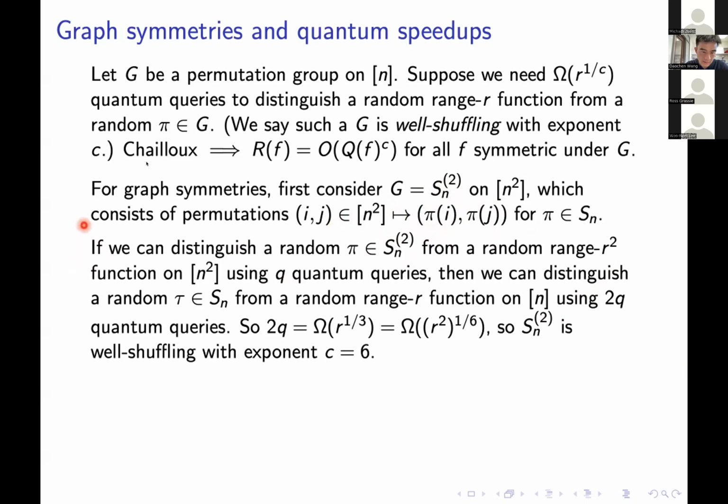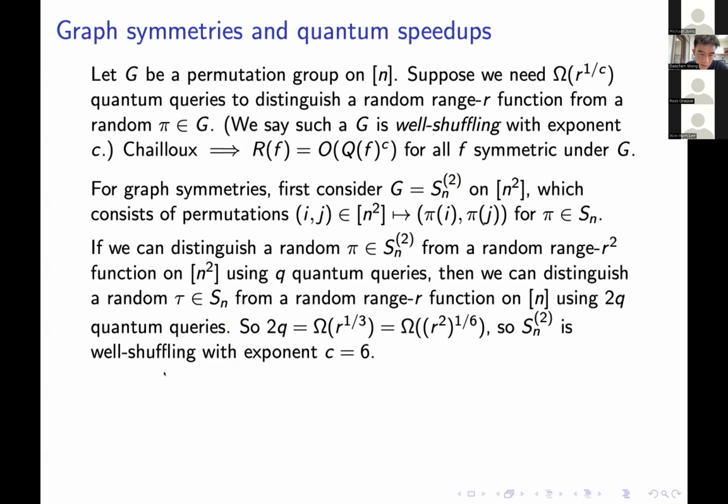So the key argument is this paragraph: if we can distinguish a random pi in Sn bracket 2 from a random range R squared function on bracket n squared using Q queries, then we can distinguish a random tau in Sn from a random range R function on bracket n using 2Q quantum queries. This is because we can instantiate a single query to a random pi in Sn bracket 2 using two queries to a random tau in Sn, or alternatively instantiate a single query to a random range R squared function on bracket n squared using a single query to a random range R function on bracket n.